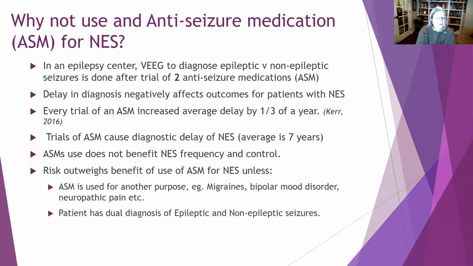Like many of you probably take Topamax for migraines, or Depakote for bipolar mood disorder, or gabapentin or Lyrica for neuropathic pain. And so if we're treating another disease, then it is worth it to try to use an anti-seizure medicine, even if a person does not have epilepsy, but it's not being used for the seizures. And then of course, anybody who has a diagnosis of epilepsy as well as non-epileptic seizures would get an epilepsy medicine.